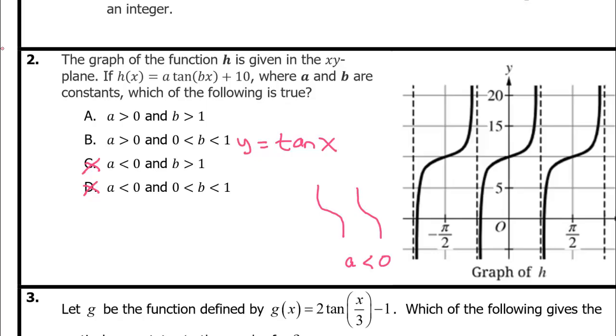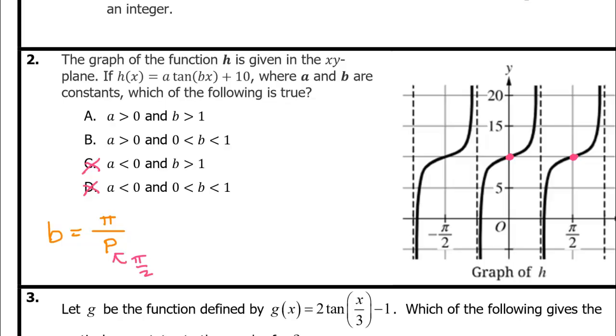Now we can focus on the b value. For the tangent function, we know that the b value is pi divided by the period. So let's figure out what the period is real quick. The period can be measured from point of inflection to point of inflection. So that's from 0 to pi over 2. Therefore, the period is pi over 2.